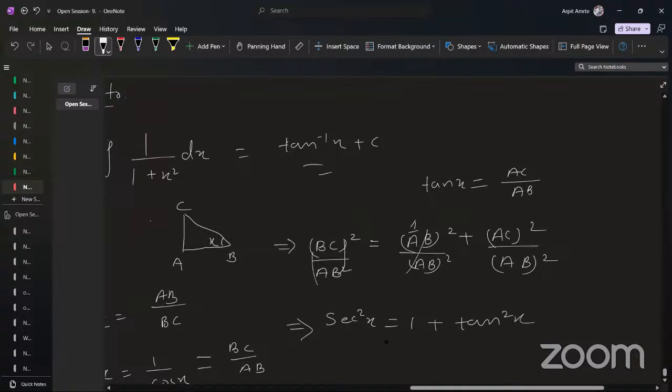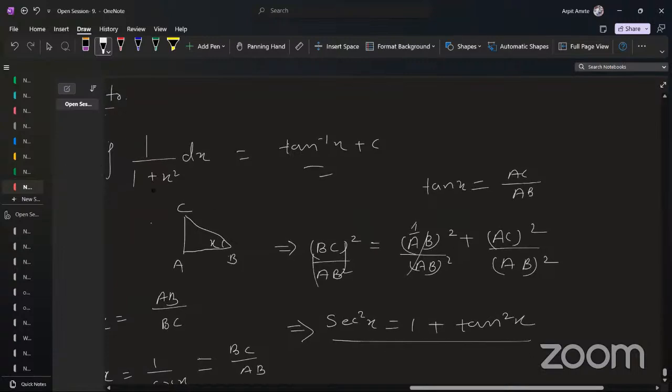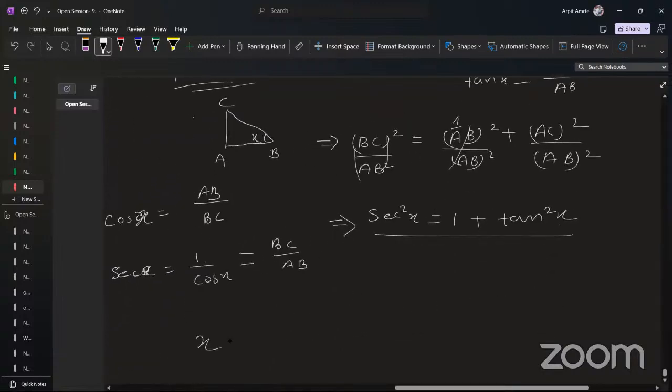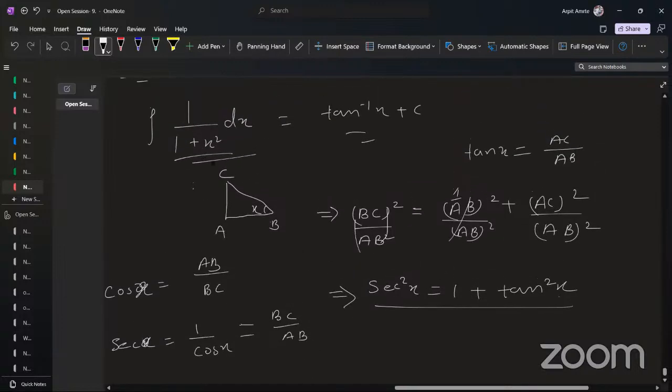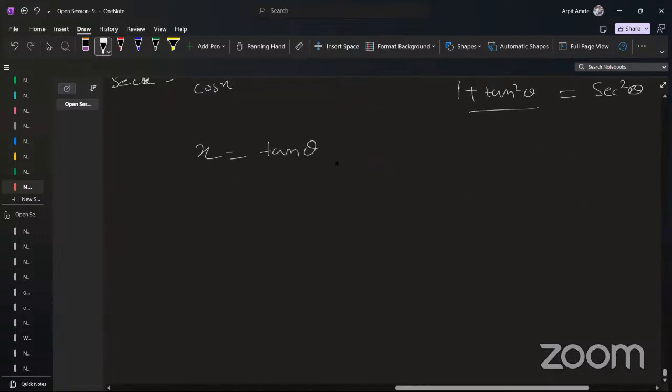So observe here, we have a form like this, 1 plus something square, tan square x. In this case, if I put x equals to tan theta, then my denominator part will become 1 plus tan square theta, right? And then for that, we will substitute this 1 plus tan square theta as sec square theta. So this bigger denominator will be shorter for me after that. So just take x equals to tan theta.